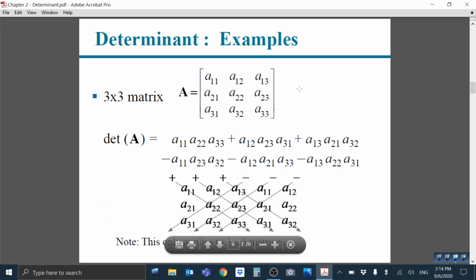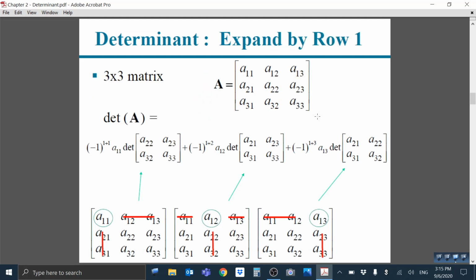So if I have a 3 by 3 matrix, there are two ways to compute. The spaghetti way, which I do not recommend. You can use it if you wish, but it's not really what I would like to recommend, because cofactor expansion is a more general approach. So what is cofactor expansion when I have a 3 by 3 matrix? How do I compute the determinant?